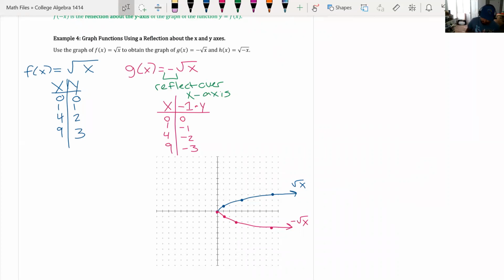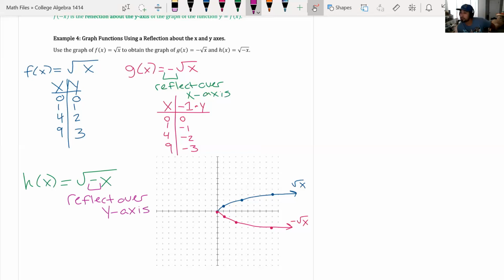Okay, and the last one here is h of x equals the square root of negative x. Okay, so the negative inside means we will reflect over the y-axis. Okay, so if you reflect over the y-axis, remember anything inside the function affects x values. So this means that all we're going to do is take the x values and multiply them by -1. That's it. So you'll get negative x, or -1 times x, and your y values will stay the same.